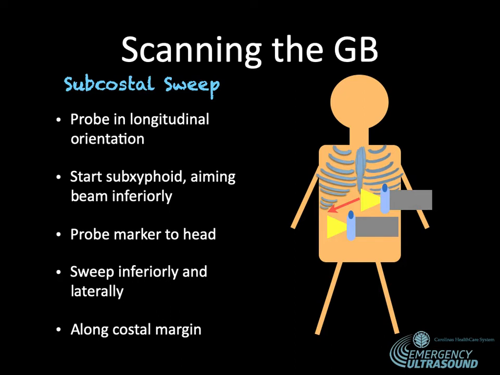So when we start scanning the gallbladder on your patient, one of the first things we can do is use a subcostal sweep. With this, I'm going to place my probe in a longitudinal orientation. I'm going to start in the subxiphoid area, aiming the beam inferiorly or towards the patient's back. Probe marker is to the head, and I'm going to sweep inferiorly and laterally along the costal margin and see if my gallbladder kind of pops into view.